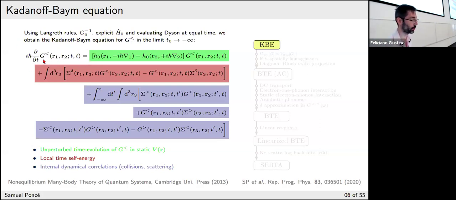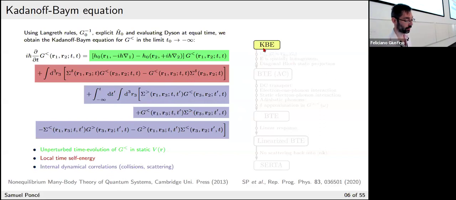And so this equation gives you the change in time of your Green's function, and it's equal to those 4 terms. So you have the unperturbed time evolution of your lesser Green's function. You have this local time self-energy, because here you can see that I only have one time index. And then you have those 4 terms here in blue, which describe all the internal dynamics. So this is all the correlation, the scattering, and so on. And you can see that here I have also this self-energy that appears.